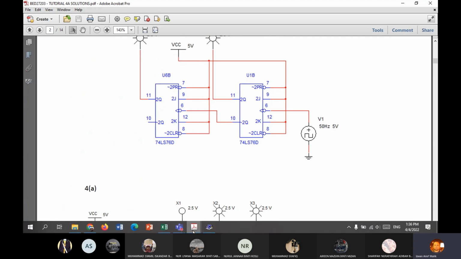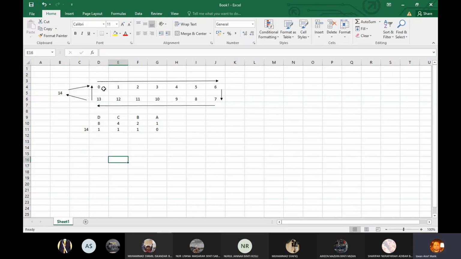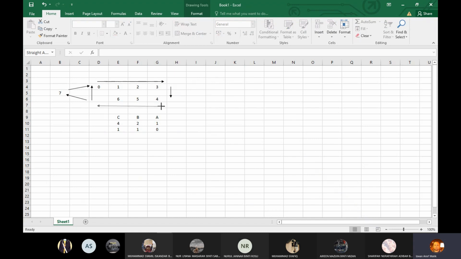Okay, so meaning that kalau ikut daripada diagram ni tadi, kita akan kira nombor dia akan berubah lah. 4, 5, 6. State. Okay. So this is the reset state. So this is the state diagram. Dia akan count 0, 1, 2, 3, 4, 5, 6. And then back to 0. So that is the sequence.